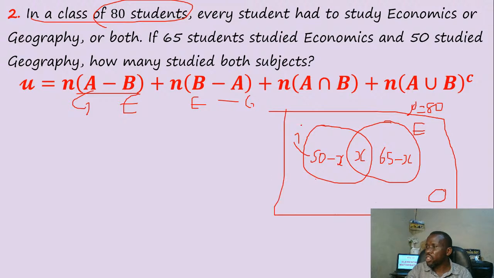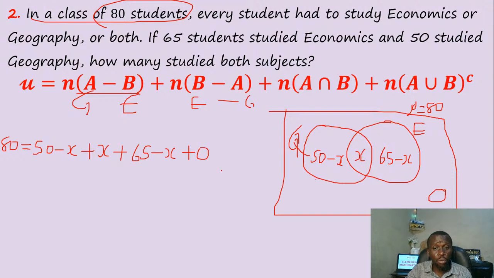Now we have this G, my G here. To do the calculation, it becomes G universal, which is 80 equals, we now start adding it: 50 minus X plus X plus 65 minus X plus that 0. Remember that 0 was not given, but we have to put the 0 there to show that they do not mention students that do not offer neither geography nor economics.